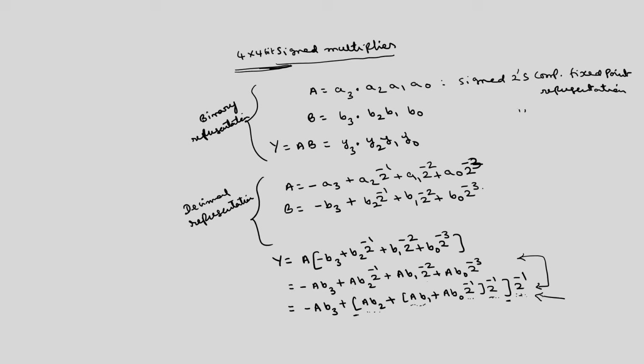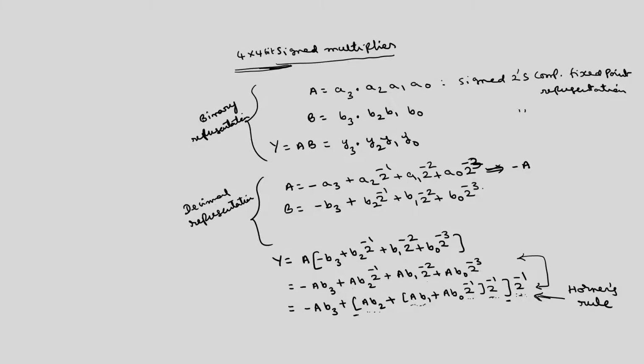This particular representation is called the representation using Horner's rule. This is very much useful representation to get a low complexity architecture for signed multiplier. Now, here we have minus AB3, AB2 and all. So, A is this one. What is minus A? If I know minus A, then you have to multiply each coefficient with B3.